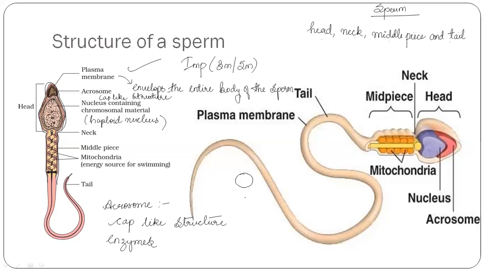Now what happens? Here is the ovum, and the sperm comes for the fertilization of the ovum. So the presence of the enzymes in the acrosome part helps in the fertilization process. What helps in the fertilization process? The acrosome enzymes which are present in the head part of the sperm help in the fertilization of the ovum.